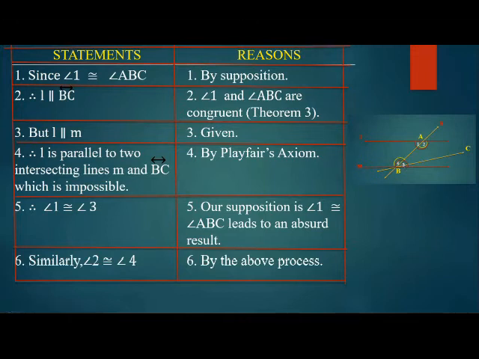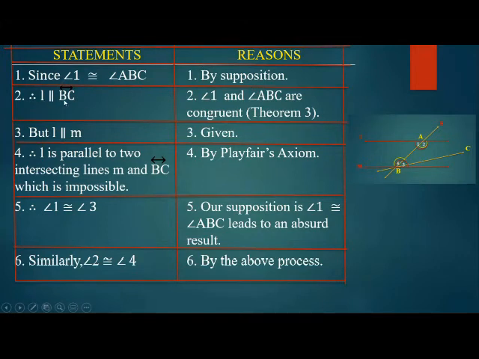There are two ways to prove a theorem. First, we can prove it directly by prior truths. Second, we add a contradiction: we say that what we are saying is not correct. If we succeed in proving that this is not correct, it means the first thing was correct. The theorem says angle 1 is congruent to angle 3, but we are supposing that instead of angle 3, it is congruent to angle ABC.